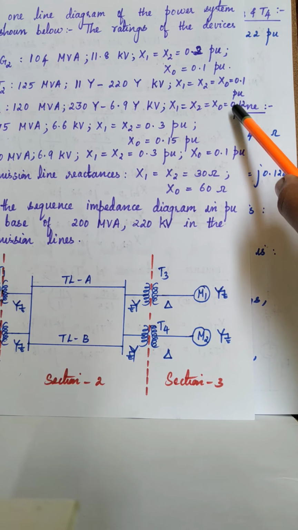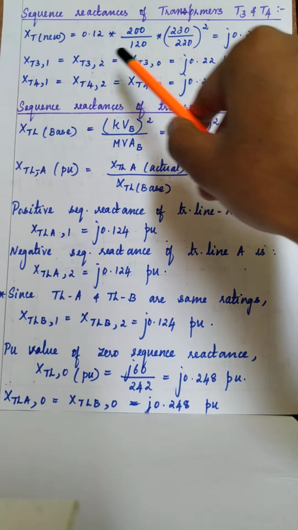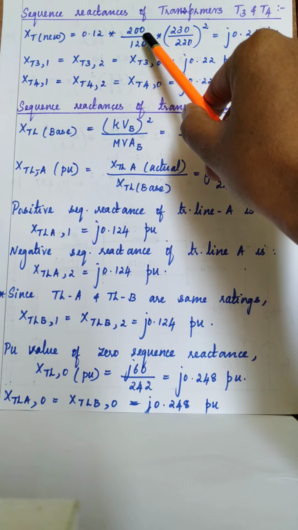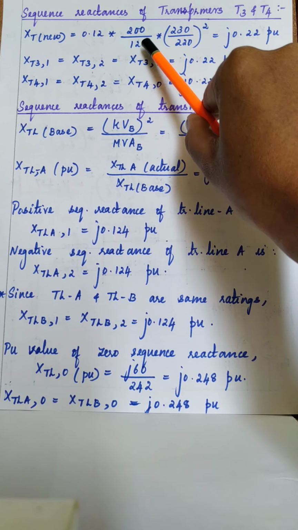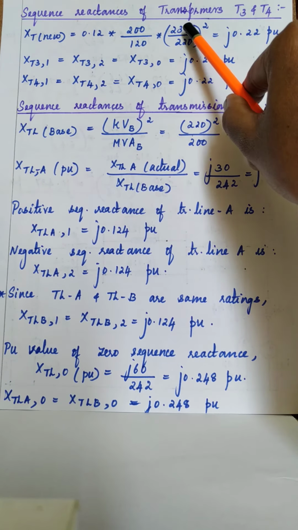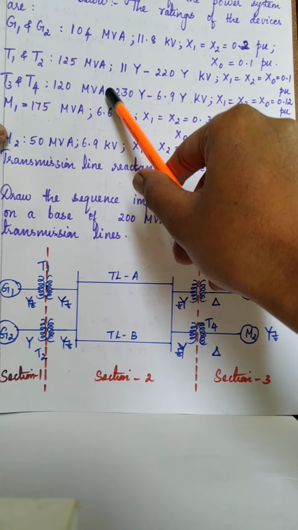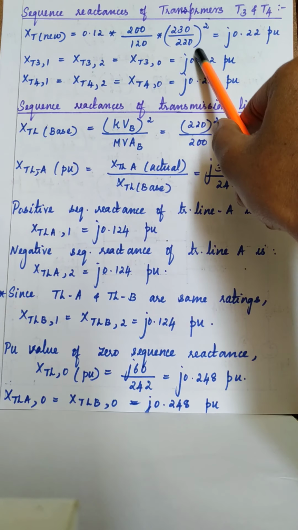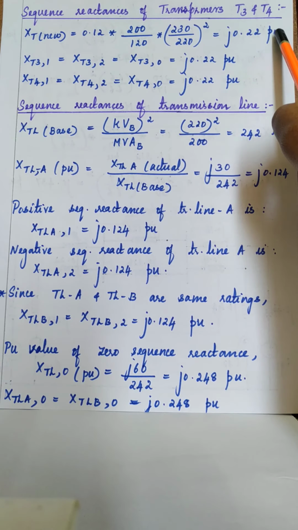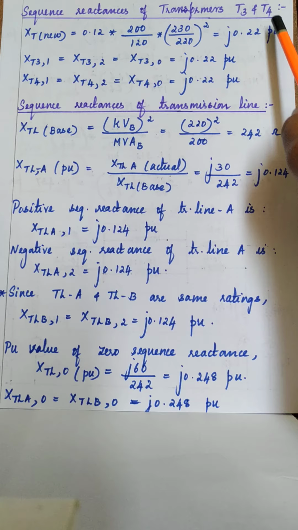Okay. So you find the new value of the per unit reactances. So new value is equal to the old value into new MVA by old MVA of T3 and T4, which is 120, into KVB old of transformer T3 and T4 is 230. With respect to primary side I am doing. Okay. So 230 by 220, it is the new KVB in section 2, which is equal to j0.22. Okay. So now we have found the new per unit value with respect to the new base.